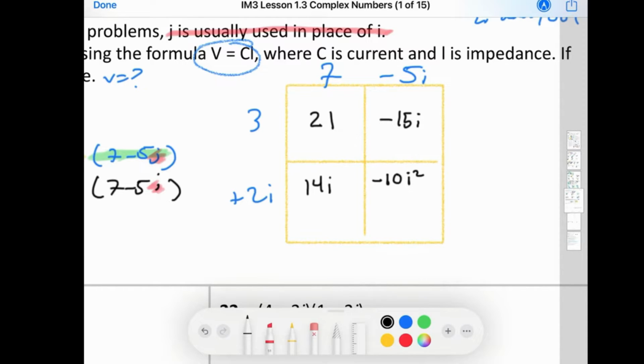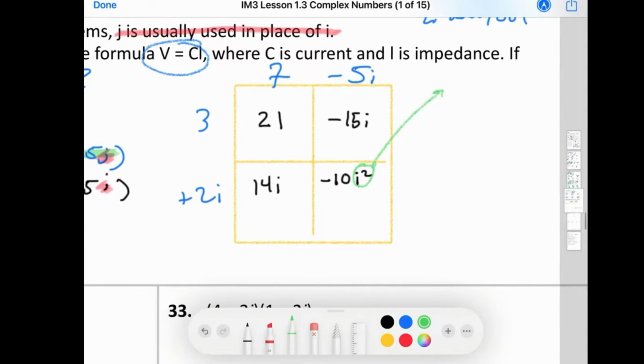Okay, we got to remember one of our big ideas: i equals the square root of negative 1, or i squared equals negative 1. So if I know that i squared equals negative 1, every time I see i squared, I can write negative 1. And this will give me negative 10 times negative 1, which is positive 10.